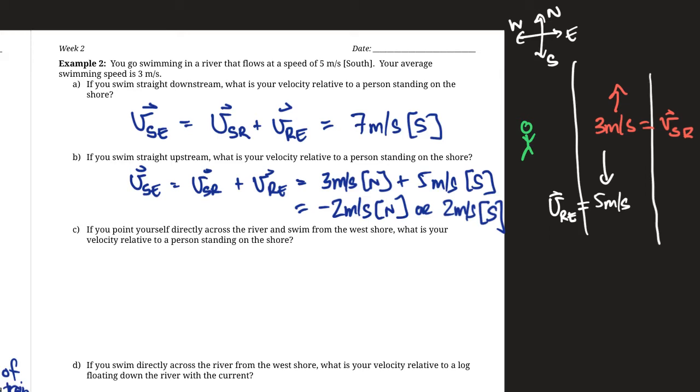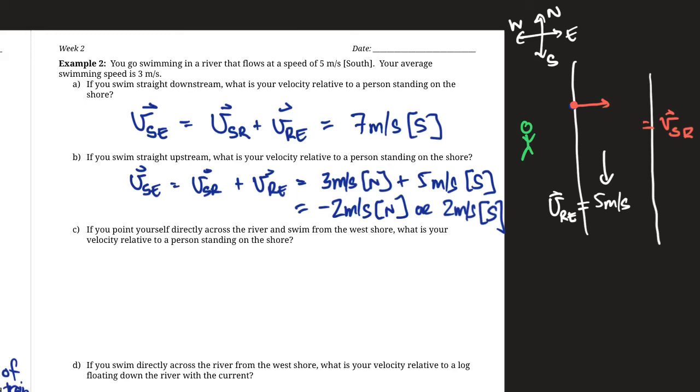Okay, if you point yourself directly across the river and swim from the west shore, what is your velocity relative to a person standing on the shore? So again, let's change this diagram. Now, we're going to swim from the west shore. So the west shore is over here, so we're going to swim directly across, like that. Well, that's where we're going to point ourselves and start swimming, right? What's going to happen? Are we actually going to end up going directly across the river?